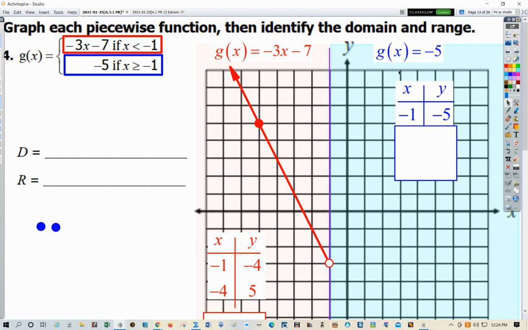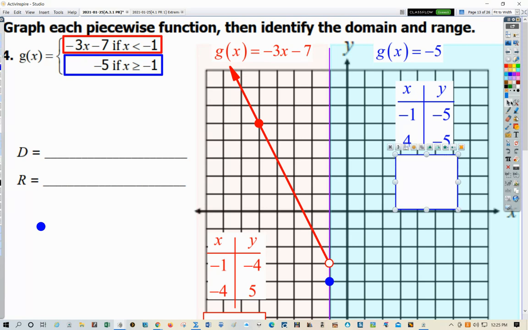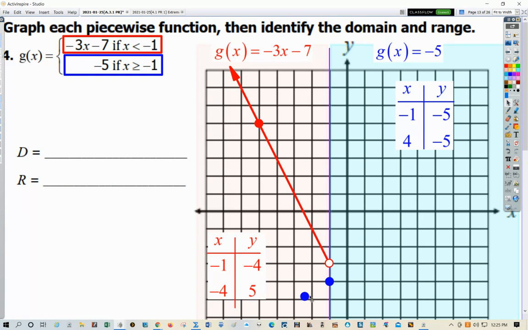This is a pretty easy one, right? The output is always -5. So if I input a -1, it doesn't matter what x is. Y is always -5. So I'm going to get the endpoint -1, -5, right there. And because this does include the equal sign, I get to have a closed endpoint there. I'll pick another value. How about +4? It doesn't matter. If I plug 4 in, I'm still just getting back -5, aren't I? Right? Because the output, the y value, is always -5. And so I got another endpoint over here at +4, -5.